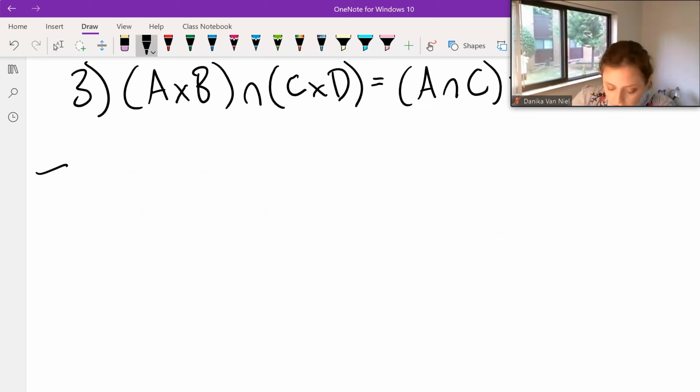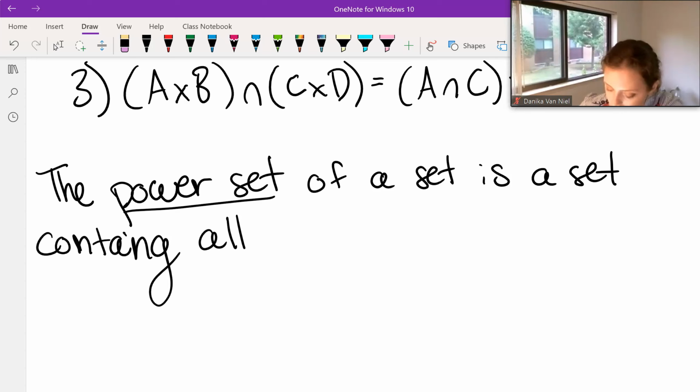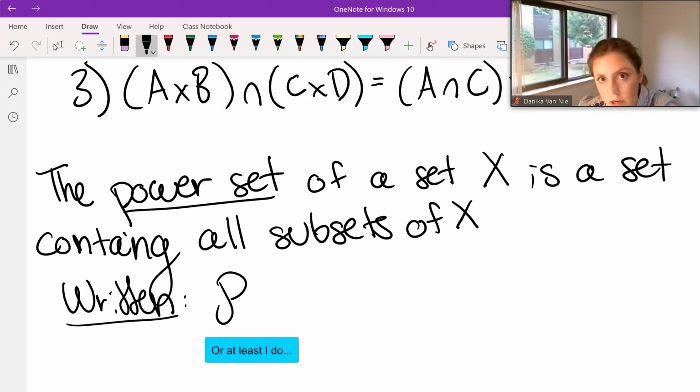All right, another definition. The power set of a set X is a set containing all subsets of X. Okay, so what do I mean? Because that's kind of confusing. I kept just saying the same words over and over again. So let's talk about how it's written. We write a curly P, like a rho, but we always write it big, equals.